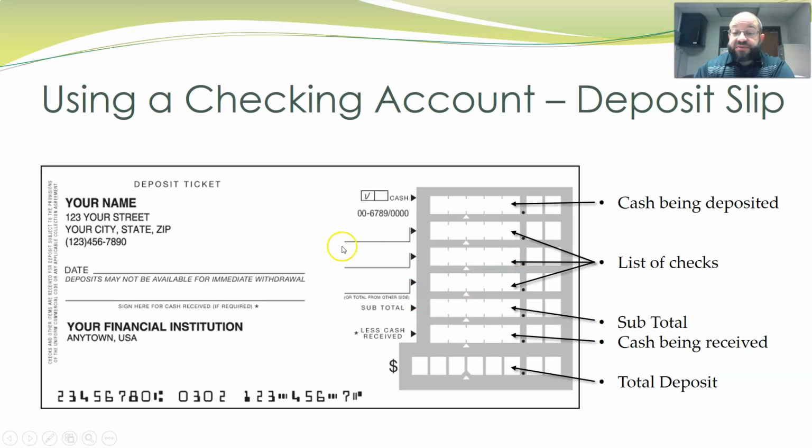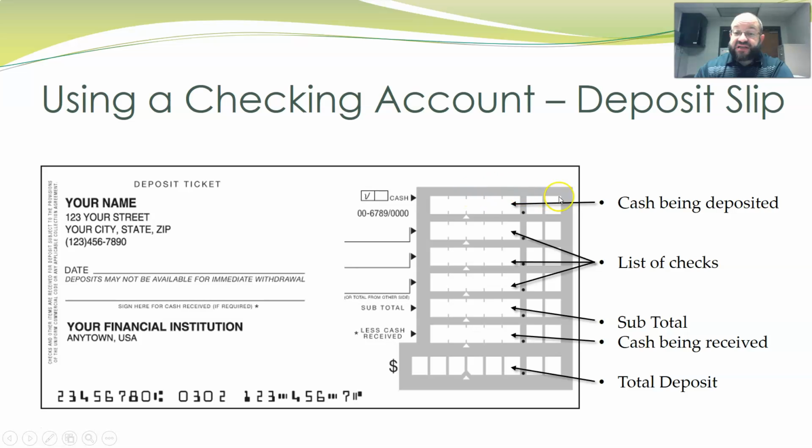You're going to put the subtotal here. The subtotal is everything here added up, okay? Then, if you are going to take cash out of the transactions, if you're not turning in cash, and you've got all checks here, and you're receiving cash off of that, you're going to put that amount here, okay? And then, of course, you're going to put your total deposit. So it's the subtotal less this.